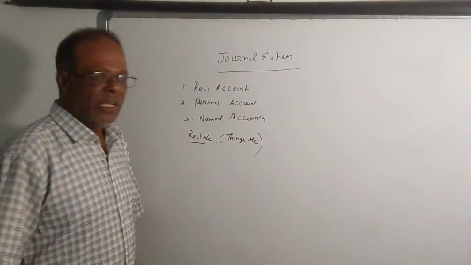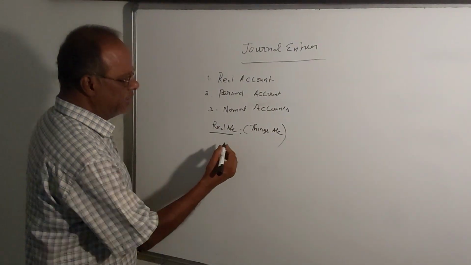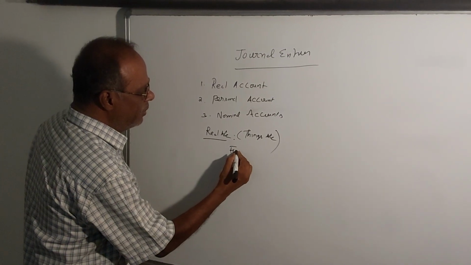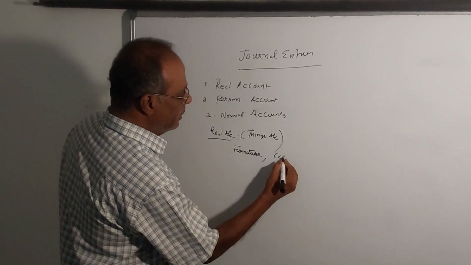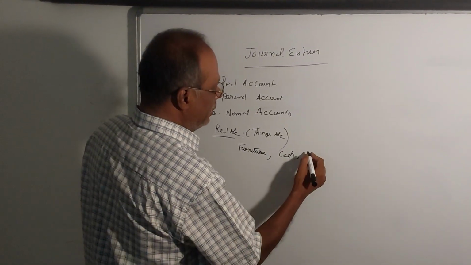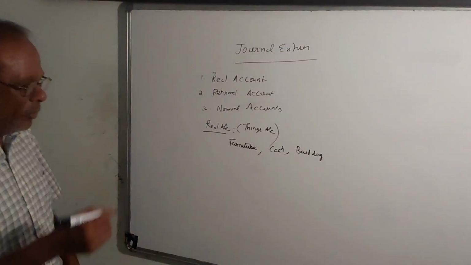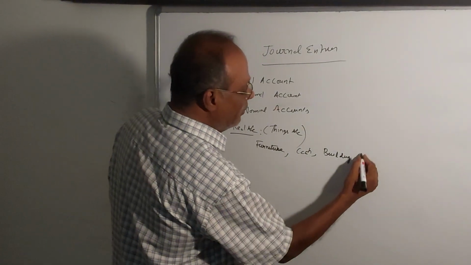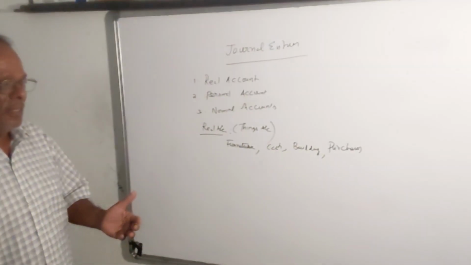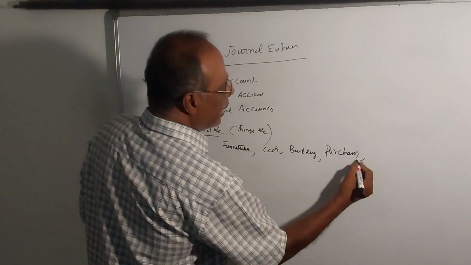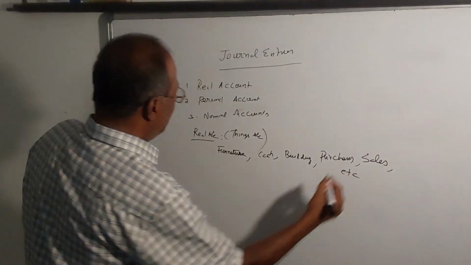Can you give some examples of real account? Furniture. Furniture includes table, chair, everything. Then cash. Cash also comes under things account. Then building. Building is not movable, but it is immovable, and that also comes under things. That's why building also comes under real account. Then purchases. Purchases is goods you are purchasing, so that also comes under real account. Like this, sales, etcetera. These are all called real accounts.